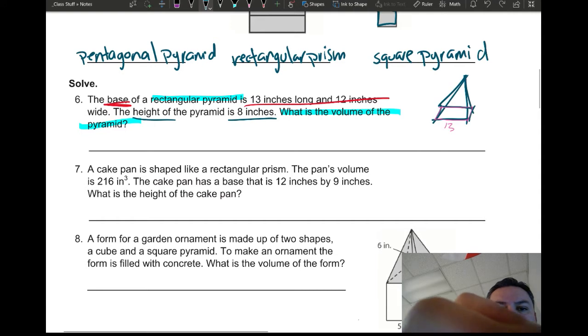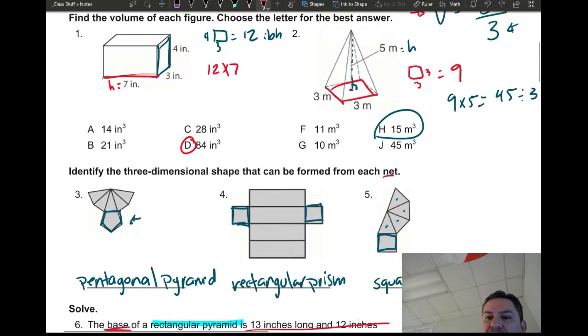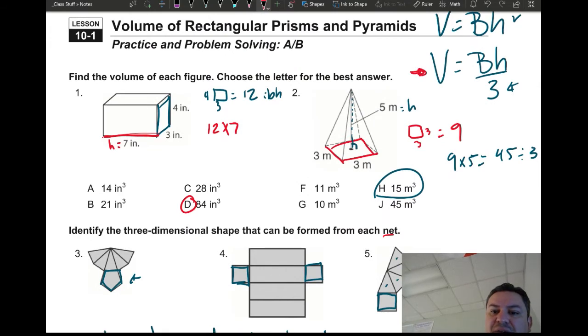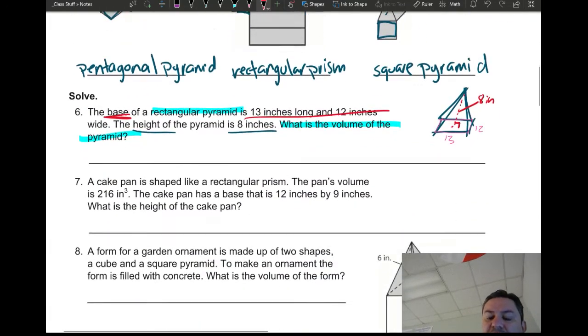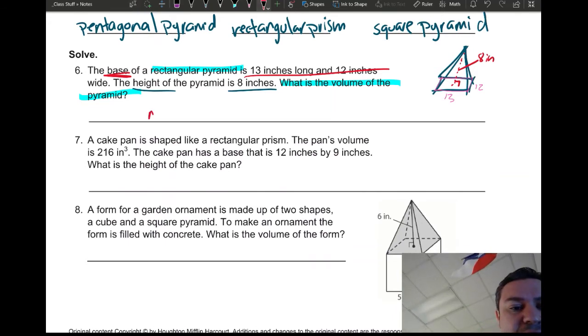By 12, and the height of it is going to be 8 inches. So going back, using the formula for a pyramid, which is this one right here, big B times H divided by 3, I'm going to find the area of the base. In this case, area equals base times height, which is 13 times 12.